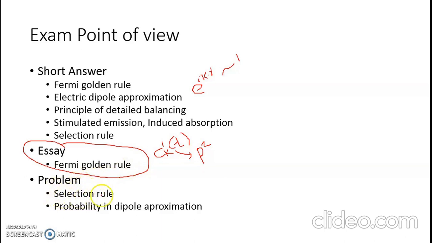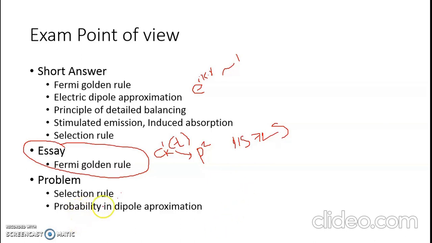You may be asked to identify the permitted transitions among a set of transitions. Which out of the following transitions are permitted? 1s to 2s, 1s to 2p, 3s to 5d, etc. You might be given 5 or 6 choices, and you will have to identify the permitted transition.